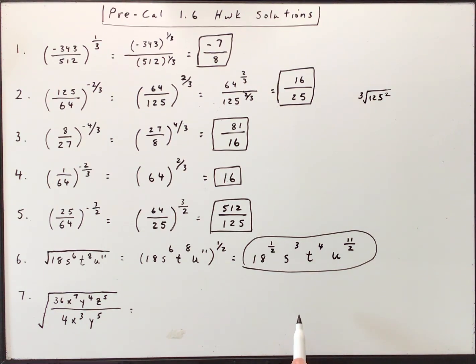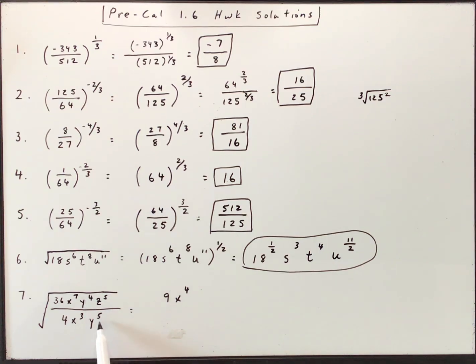Okay, so number 7. What I want to do is raise all this to the 1/2 power, but I'm going to try to simplify it inside first. So 36 divided by 4 is 9. Then x to the 7th over x to the 3rd, 7 minus 3 is 4. Right, so I'm going to go ahead and write it up here. Let's have 9x to the 4th.